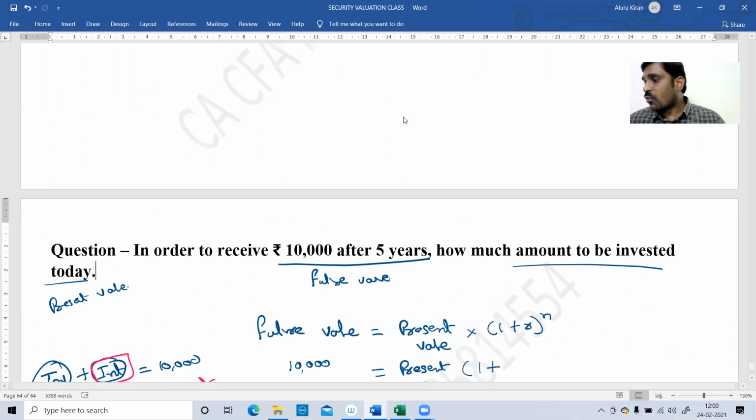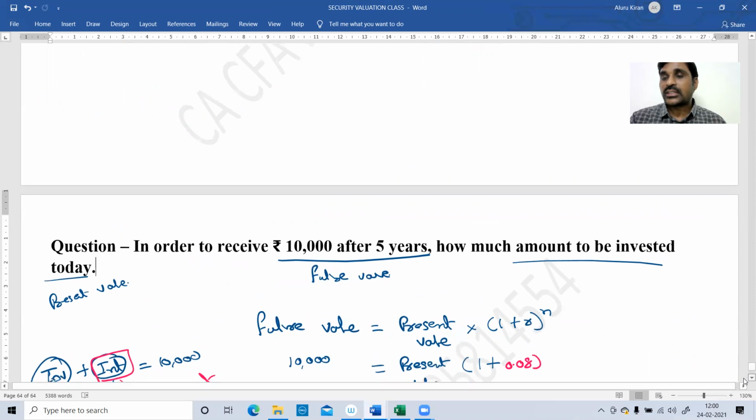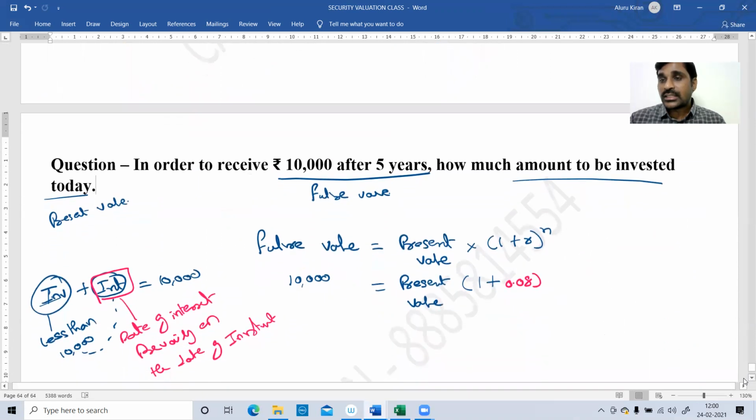Sir, on what basis I got 0.08? Coupon is 8%. So since the bond is trading at face value, coupon is treated as yield. Coupon is taken as equal to yield. So since the bond is issued at par, since the bond is trading at par, coupon rate is taken as the yield.